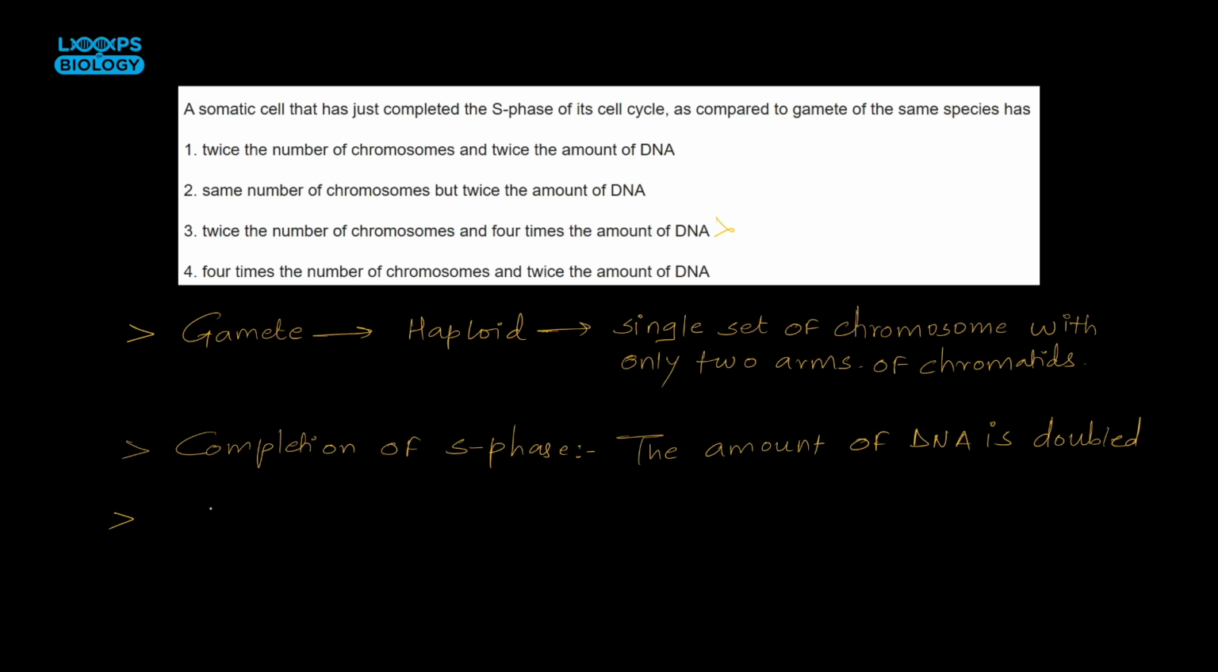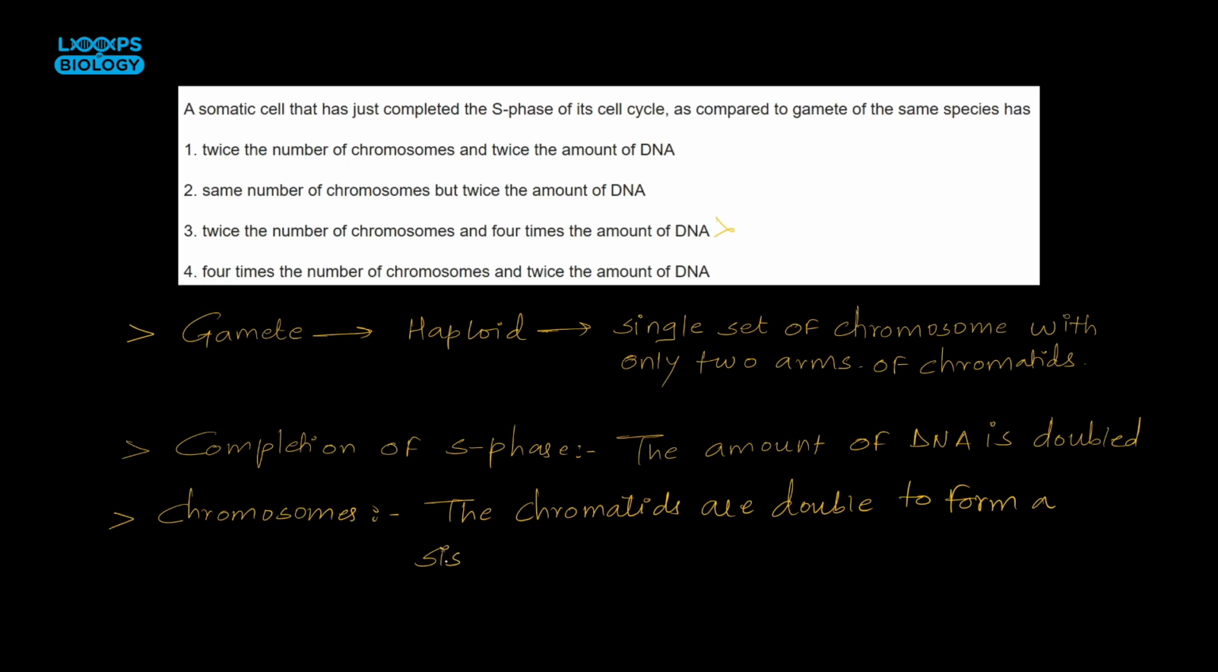Now, what about chromosomes? That is, in S phase, the chromatids are doubled to form a sister chromatid on the same chromosome. That means the number of chromosomes is basically the same.